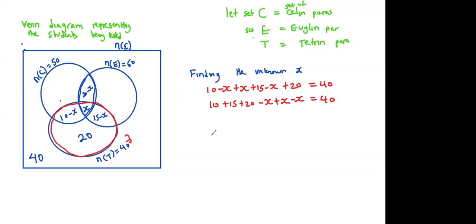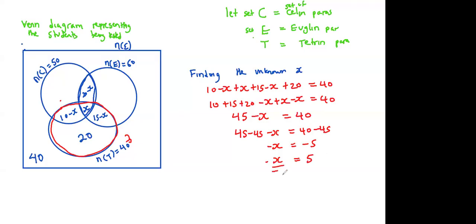So you add your things. The 10 plus 15 plus 20 will give you 45. Minus X plus X minus X gives us minus X equals 40. So when you collect like terms, 45 minus X will equal 40, so minus X equals 40 minus 45. So negative X will equal negative 5, and your X will equal 5 when you divide by negative 1, divide by negative 1. So our X equals 5. Where there is X, it means we shall have 5.